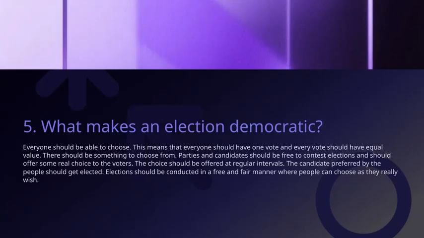When we think about what makes an election democratic, the first thing to remember is that everyone should have the ability to choose.